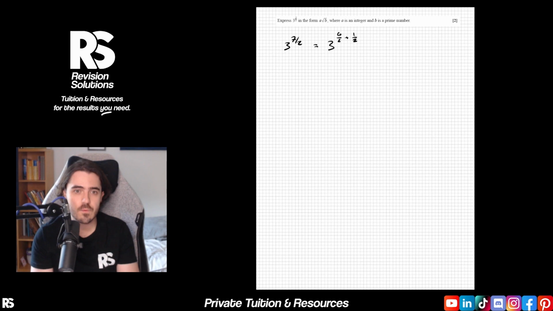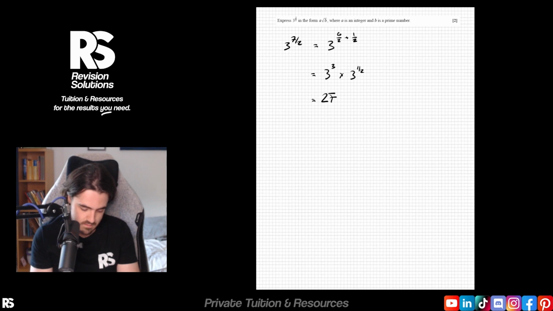And now if we recall what addition of powers is, it's really multiplication of indices. We can think, okay, well, that's 3^(6/2), which is really 3 cubed, times 3^(1/2). 3 cubed is simply 27. And then 3^(1/2) is just the square root of 3. So we have our a and b, where a is 27 and b is 3.